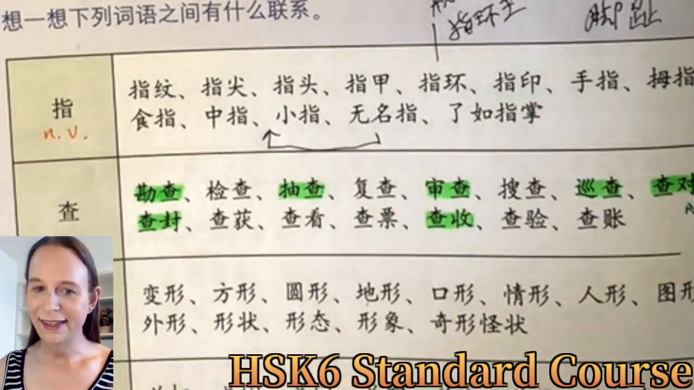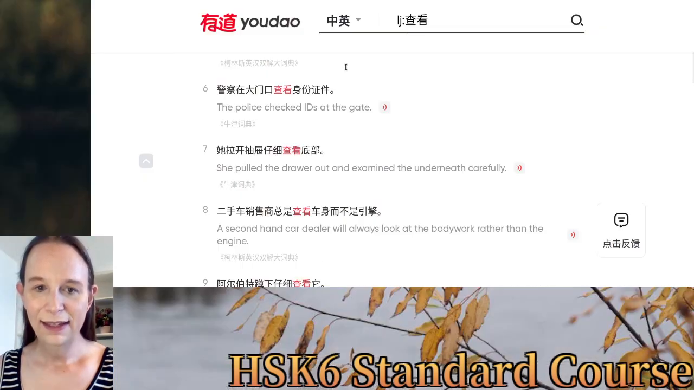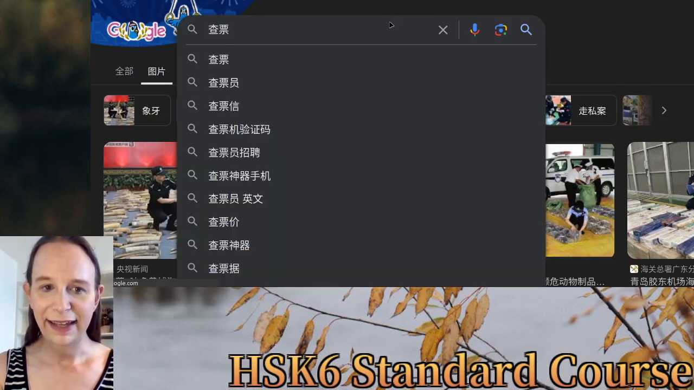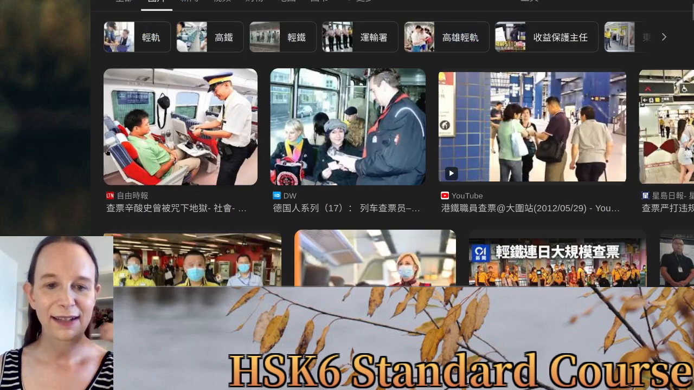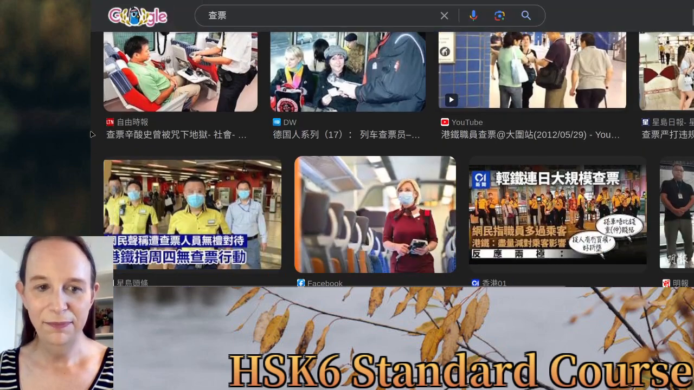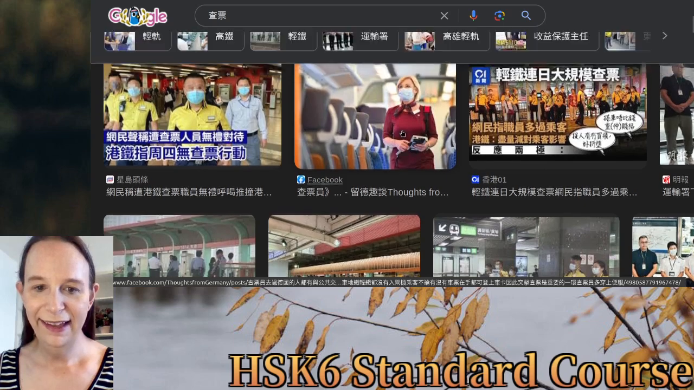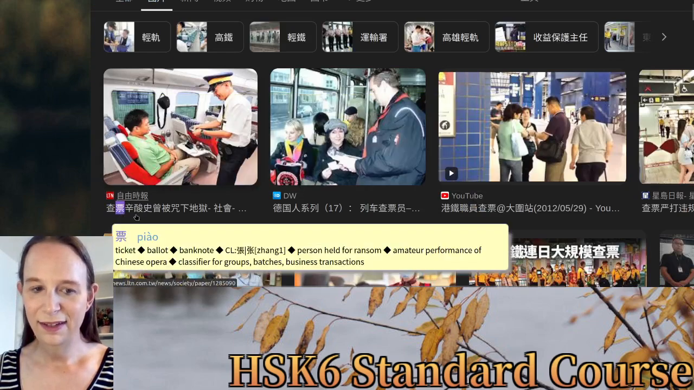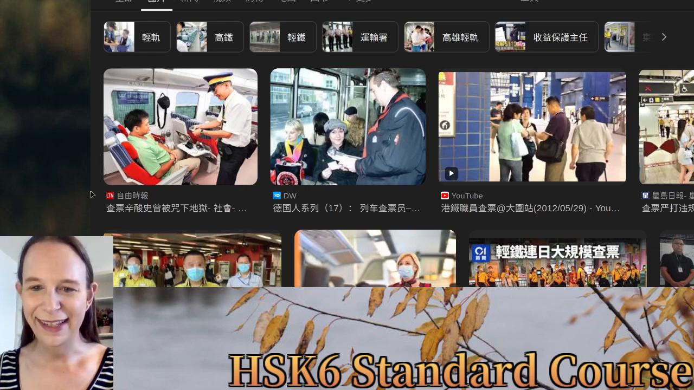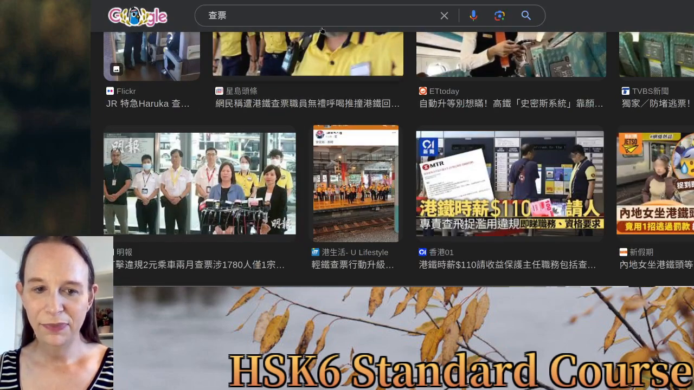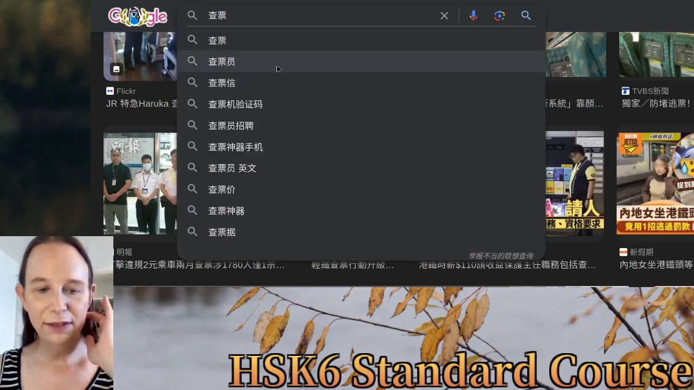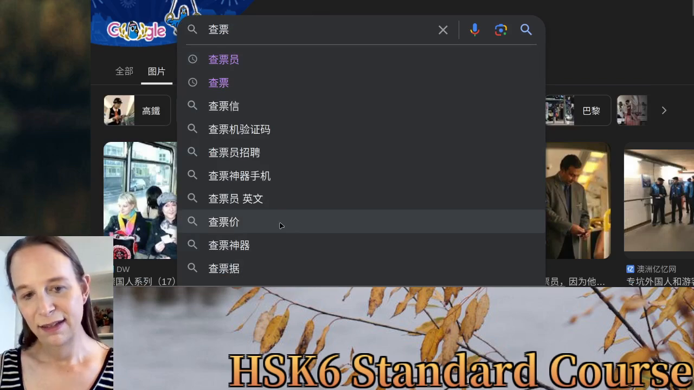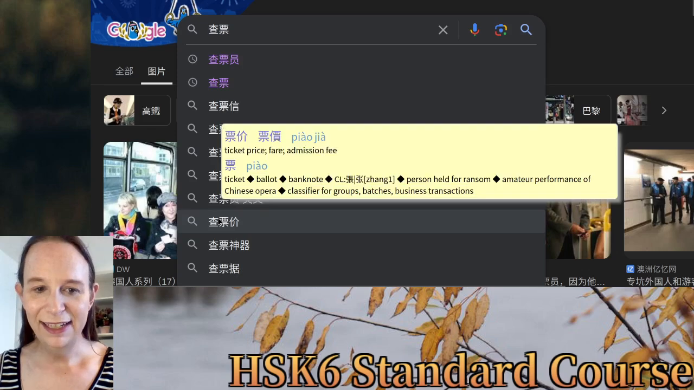All right, 查票. So this is just checking tickets. It's almost like two words. 查票, so checking tickets. So it's a verb. It's kind of just two separate words, really. 查票, inspect tickets. Or 查票员, ticket inspector. This is inspect ticket price. 票价 is a word.